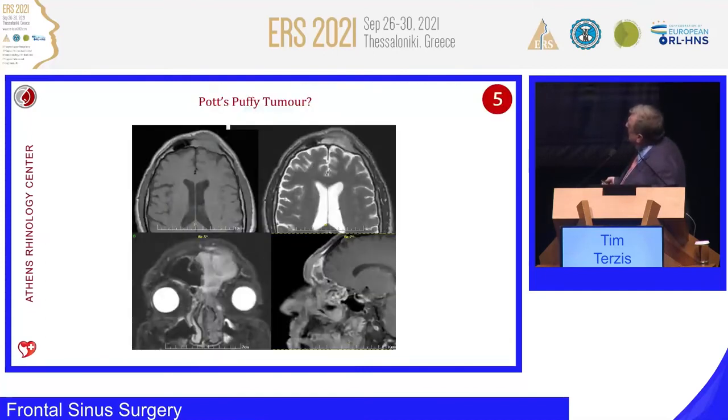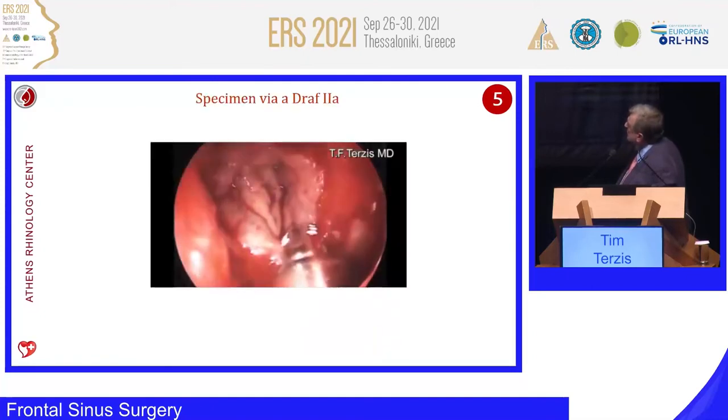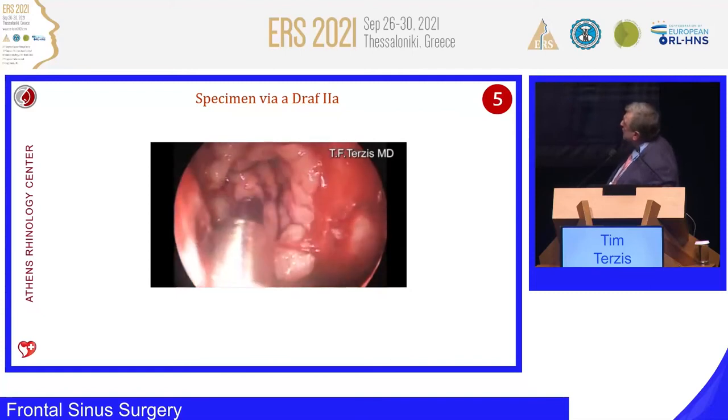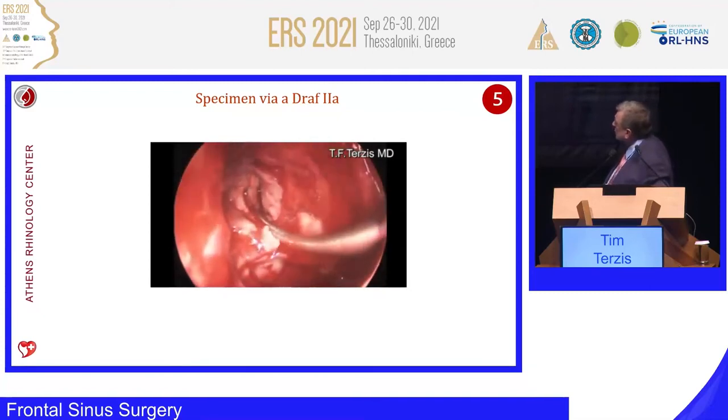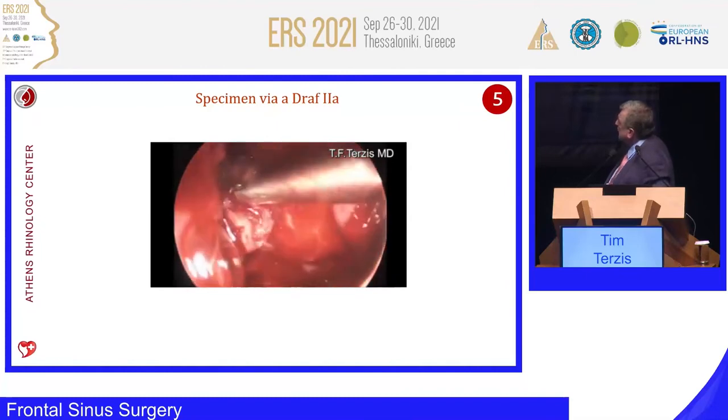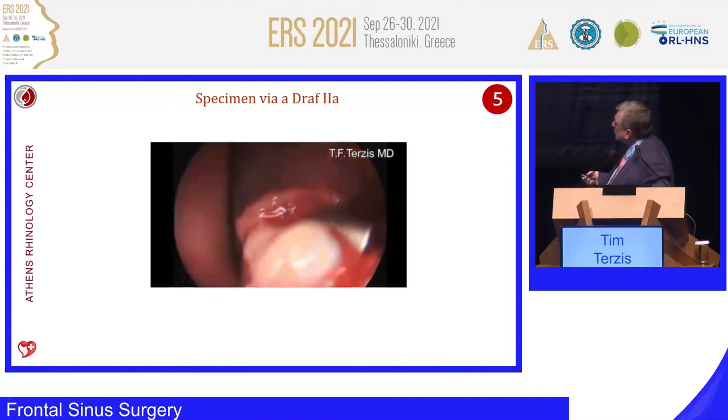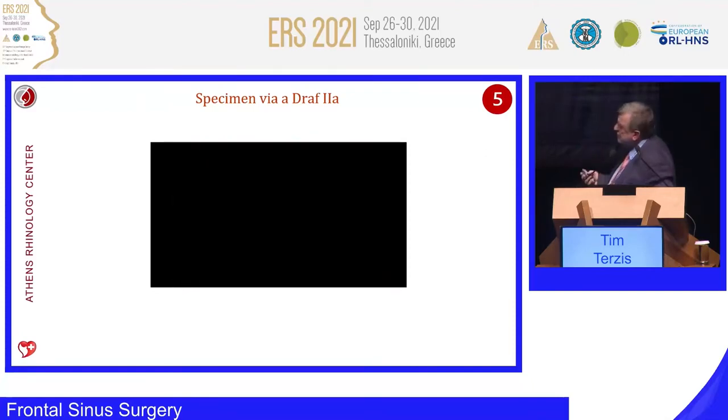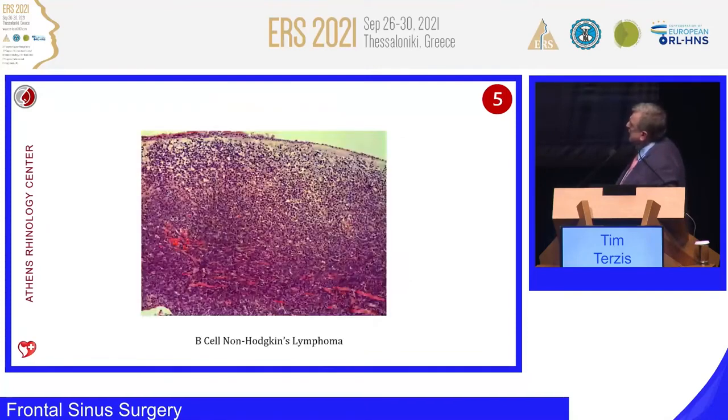This is the MRI, and you can see a sort of polypoid mucosa which is enhanced in the periphery, and we have this swelling in the soft tissues just in front of that. So we did a biopsy via Draf 2A because we had a wide frontal recess, so we didn't want to go through the anterior wall. It was quite easy to remove: polypoid mucosa, easily detached from the bone. And this was the histology, a B-cell lymphoma again.